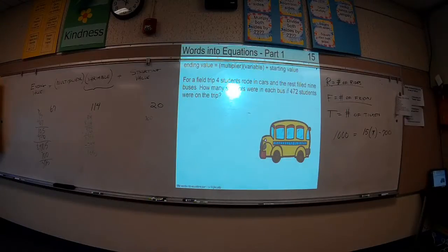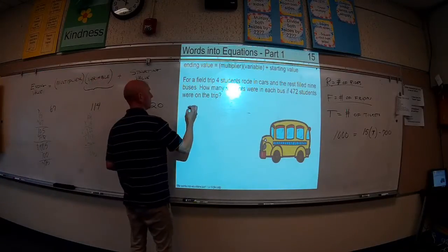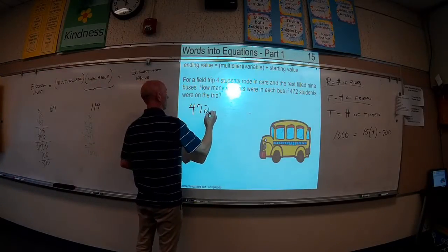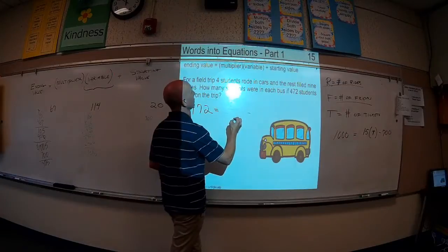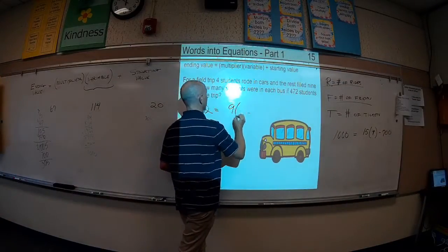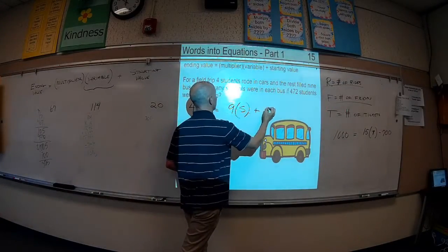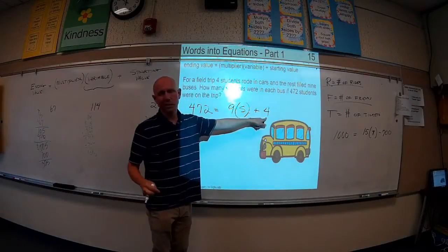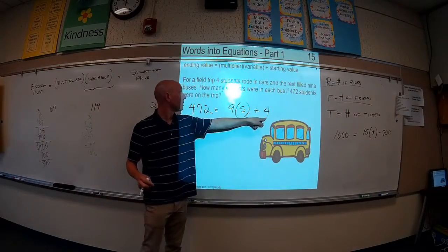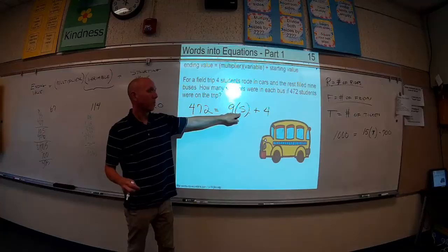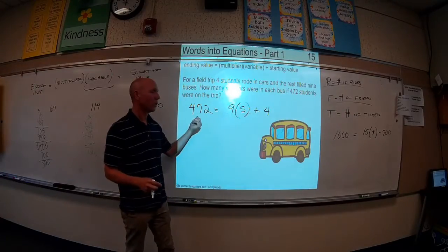Actually, we model. So here's 152. I'm looking at those numbers. Four kids in cars. 9 buses times the number of kids in a bus equals 472.